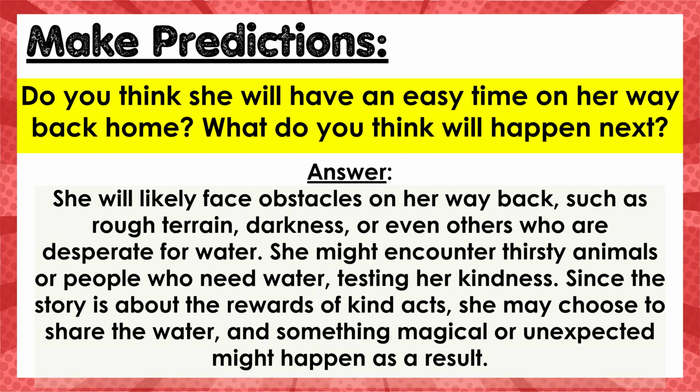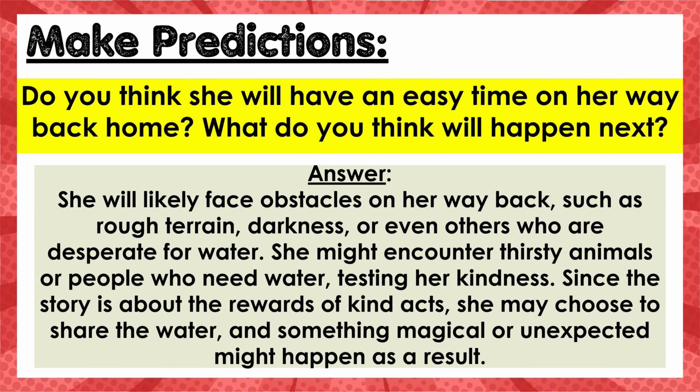Do you think she will have an easy time on her way back home? What do you think will happen next? Possible answer: she will likely face obstacles on her way back, such as rough terrain, darkness, or even others who are desperate for water. She might encounter thirsty animals or people who need water, testing her kindness. Since the story is about the reward of kind acts, she may choose to share the water, and something magical or unexpected might happen as a result.